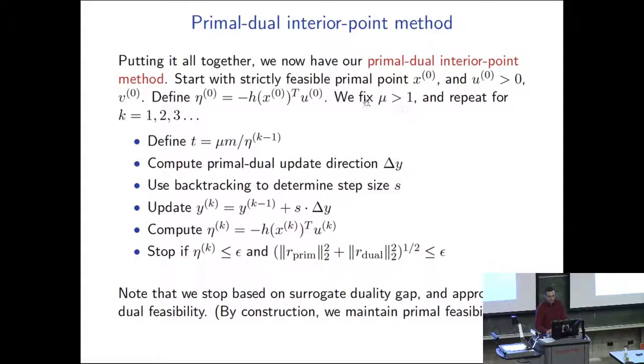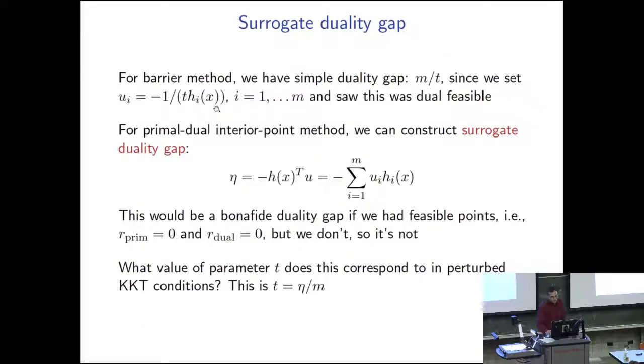And we're going to fix some parameter mu, like we had in the barrier method. It's not really called the barrier parameter here. We just fix this update parameter mu, and we're going to repeat the following iterations. We're going to figure out what value of t that duality gap eta corresponded to, via this relationship.